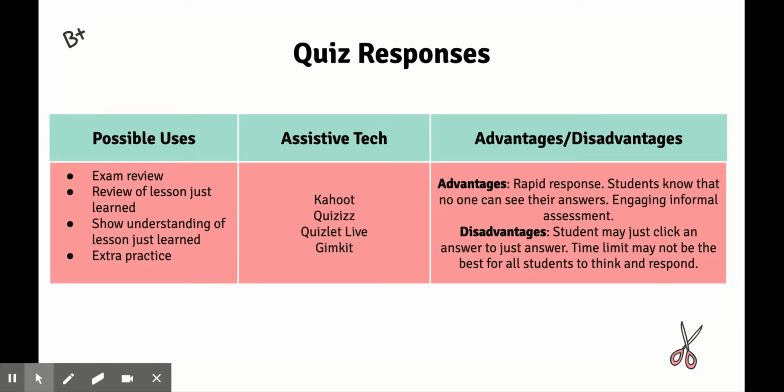Another one is quiz responses. We can use different quiz assistive technology for looking at what students need. We can look at Kahoot quizzes, Quizlet Live, and Gimkit. Some possible uses are exam review of a lesson that you just taught. They can show their understanding of the lesson just taught, and it can also be used for extra practice. An advantage is rapid response. No one else can see the student's answers, so they're more apt to put an answer out, even if they don't know it. Some disadvantages are that students may just click on an answer just to answer, and the time limit may not be the best for all learners.